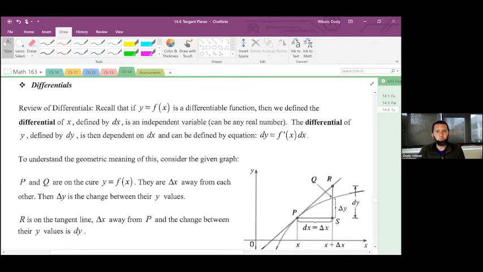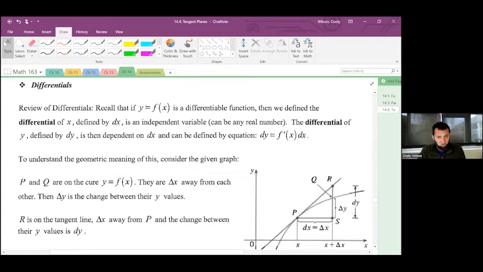Differentials. Let's begin with a review of differentials. Recall that if y equals f of x is a differentiable function, then we defined the differential of x, denoted by dx, as an independent variable. It could be any real number. The differential of y, denoted by dy, is then dependent on dx and can be defined by the equation dy equals f prime of x dx.